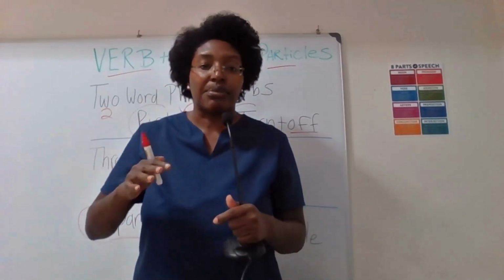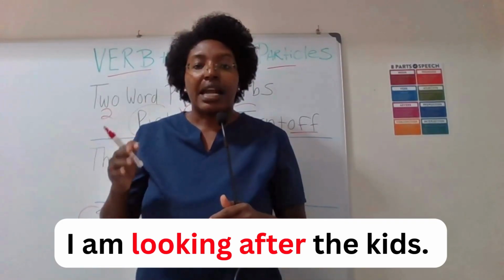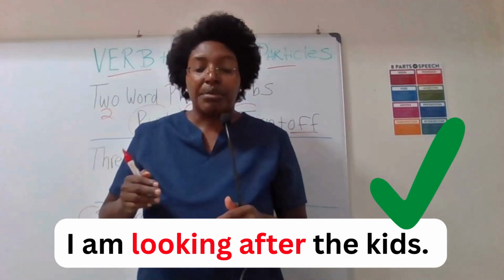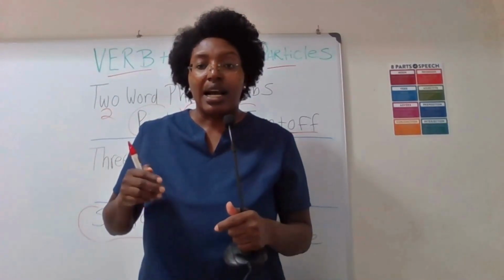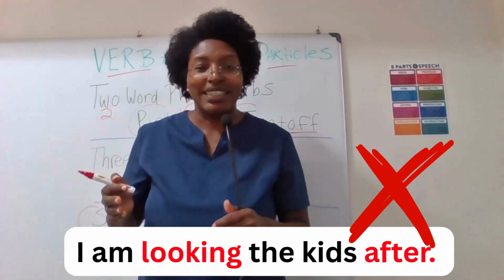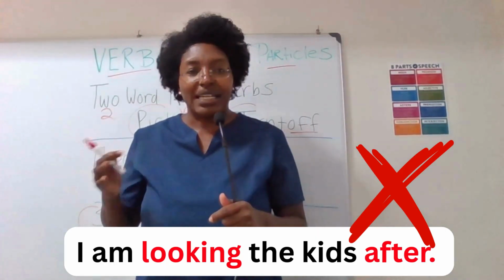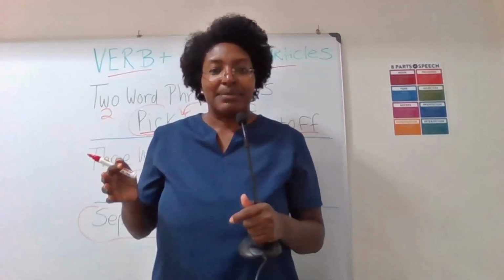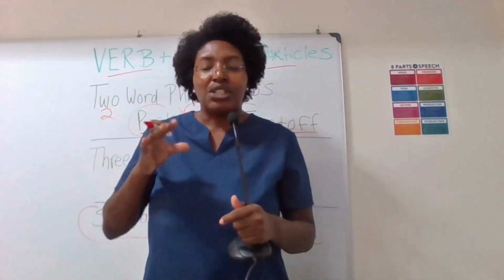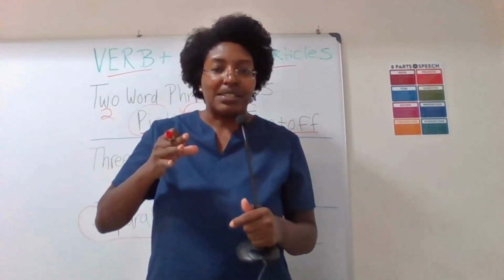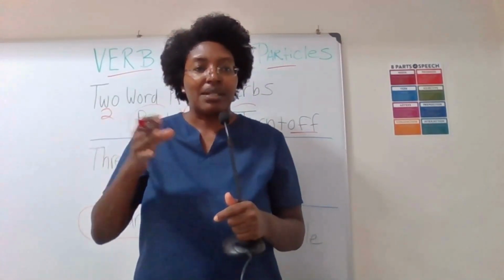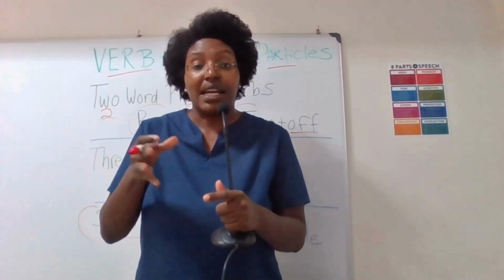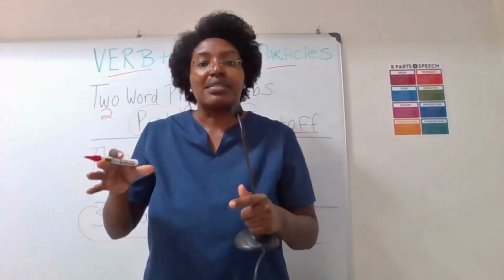So I'll put an example on the screen. I am looking after the kids. Great, correct. But you cannot say, I am looking the kids after. That's not correct. So you just have to remember, if it's inseparable, the object cannot be placed in the middle because we're locking it together in looking after, but sometimes we can separate it.